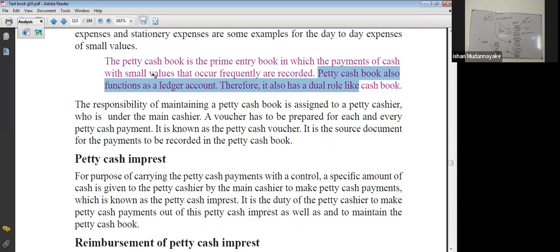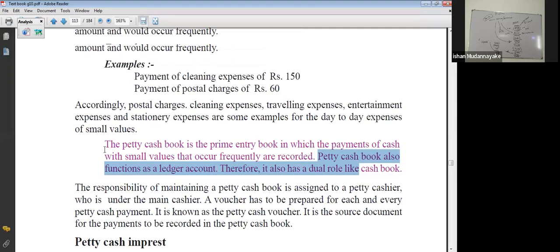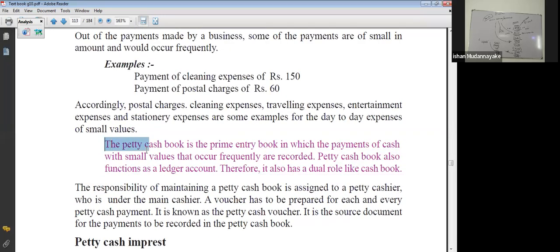And then here, students, please highlight this one. Petty cash book is a primary book in which the payments of cash with small values that occur frequently are recorded. Please highlight this one.